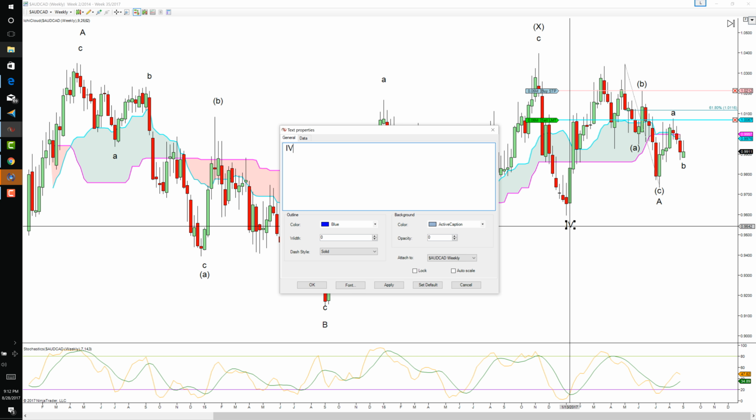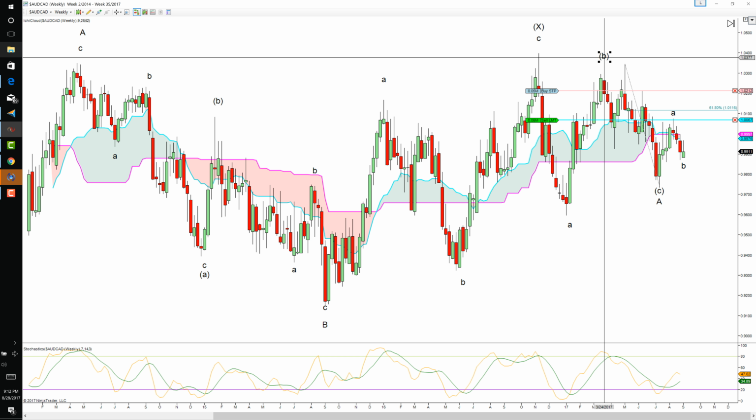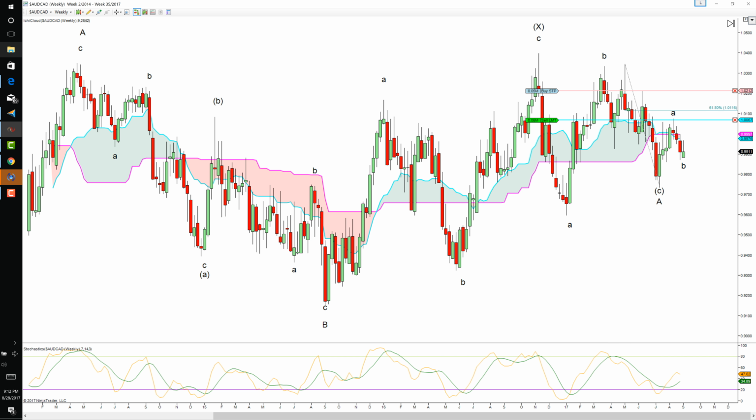So I'm going to move this. I'm going to get rid of this. And now this is an A instead of a 4. Get rid of this. Go here. B. And then you have a B, 1, 2, 3, 4 possibly here. And then you have 1 of 5. This is possibly 2 of 5. And then you should see it move to the downside. That's one way to count this.